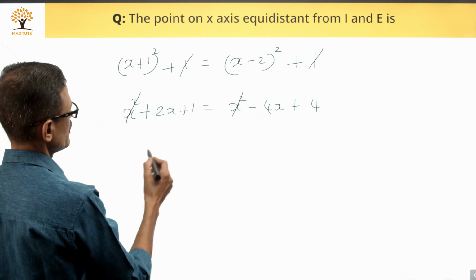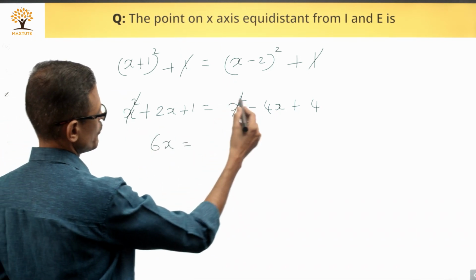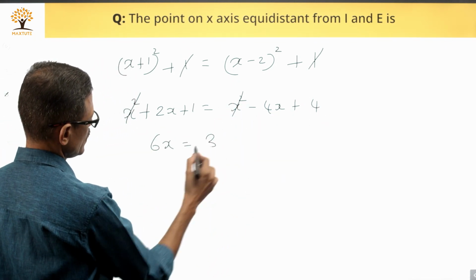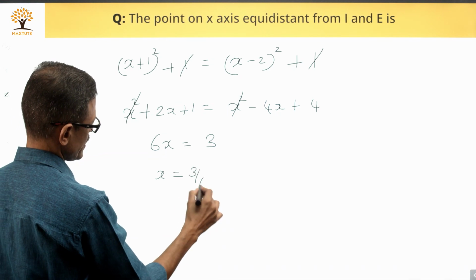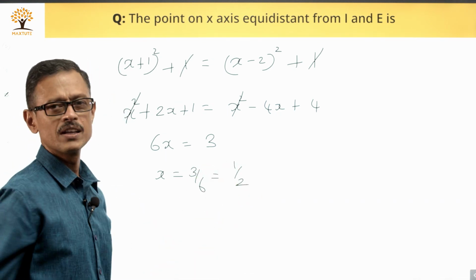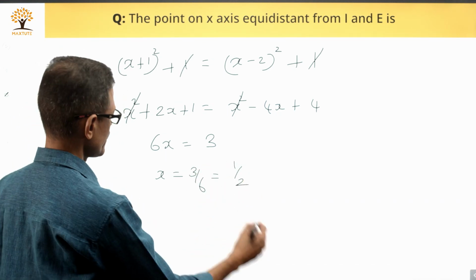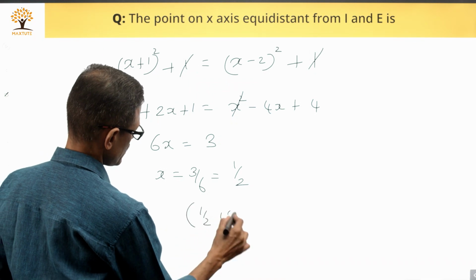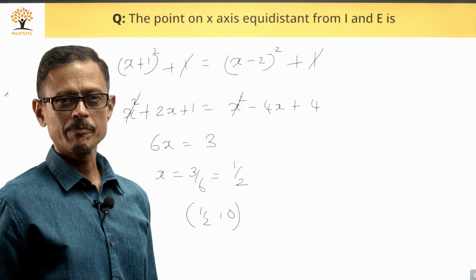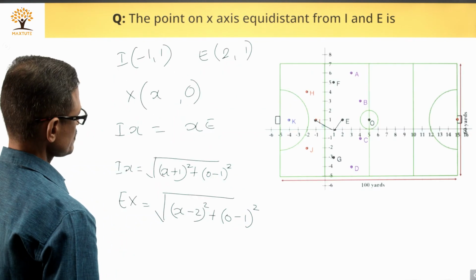Take the minus 4x to the left hand side, we will get 6x, and 4 minus 1 is equal to 3, or x is equal to 3 by 6, which is equal to 1 by 2. So, the coordinates of this point are essentially 1 by 2 comma 0. This is the textbook approach. Let us go back and see.